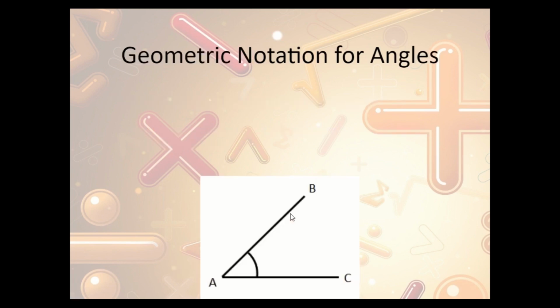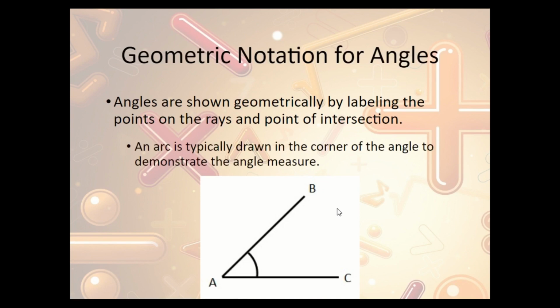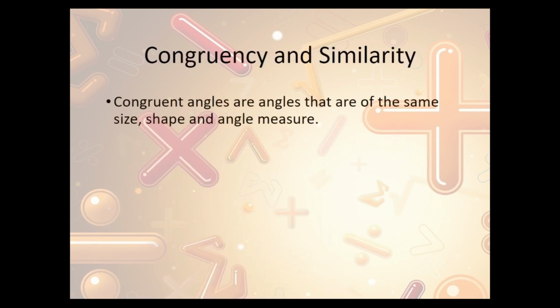Geometric notation for angles. Angles are shown by labeling the points on the rays and the point of intersection. So an arc is typically drawn in the middle to represent the angle measure. Congruency and similarity. Congruent angles are angles that are of the same size, shape, and angle measure. Congruent angles are written as angle ABC is congruent to angle DEF. Again, the congruent symbol is the squiggly over the equal sign.